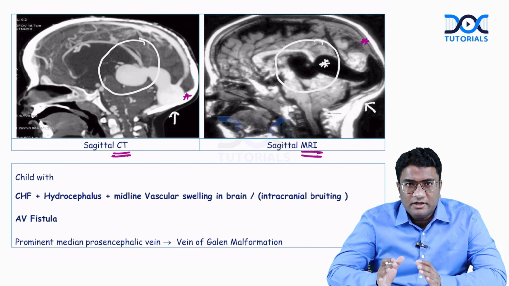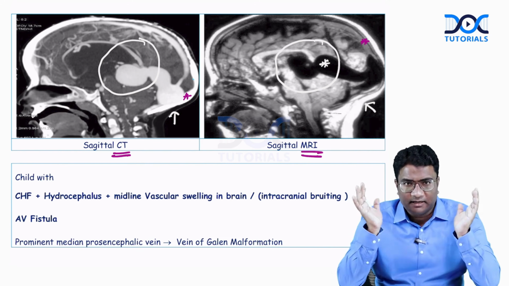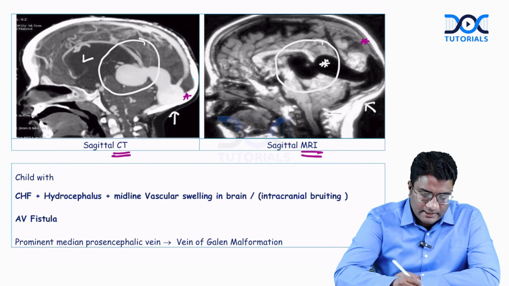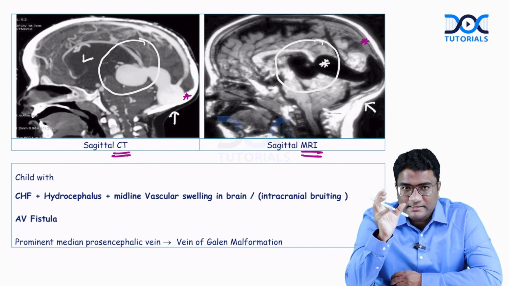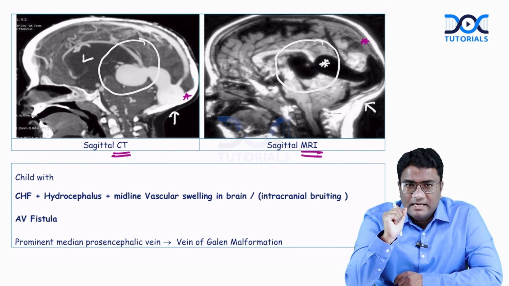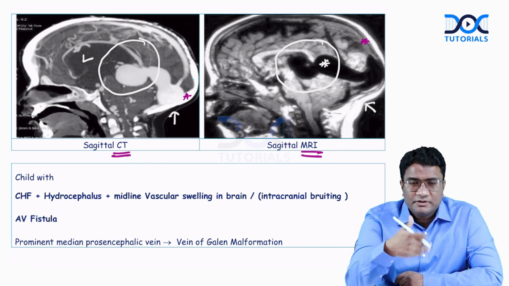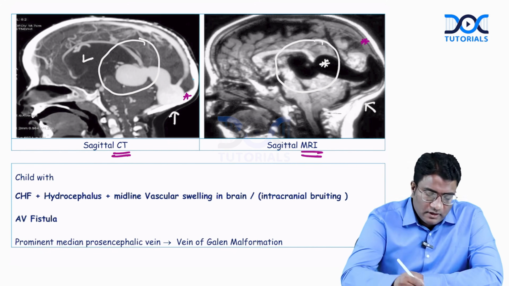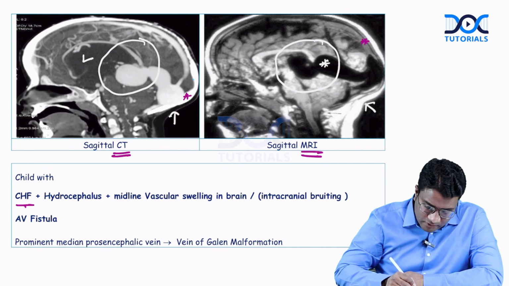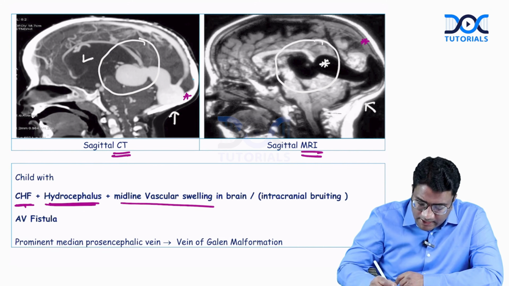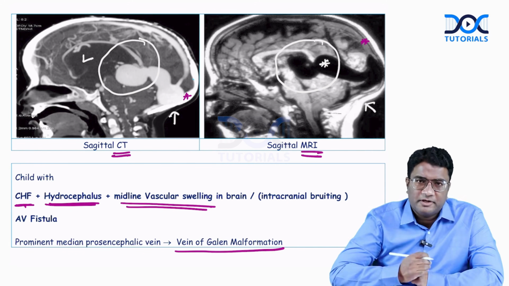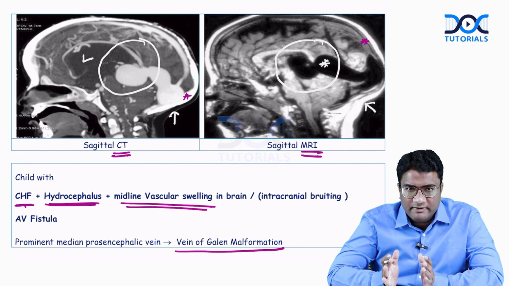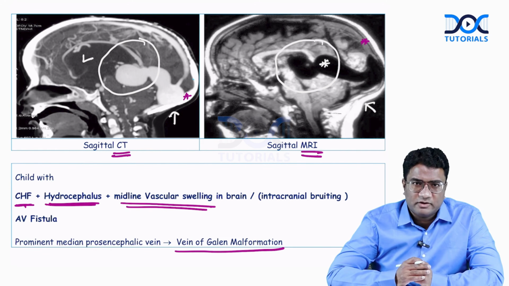Now when you have a child with hydrocephalus, you can see the ventricles are dilated, the lateral ventricles are dilated. When you have a child with hydrocephalus, a midline vascular swelling is seen in the brain. And this child also has congestive heart failure. There is a triad of congestive heart failure, hydrocephalus and midline vascular swelling. This is called vein of Galen malformation. A child with hydrocephalus, congestive heart failure and midline vascular swelling.